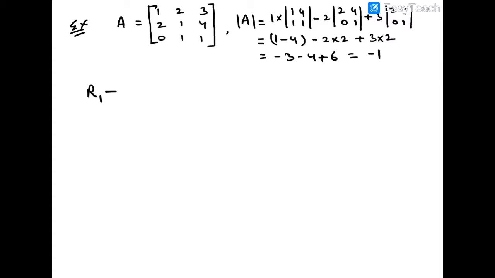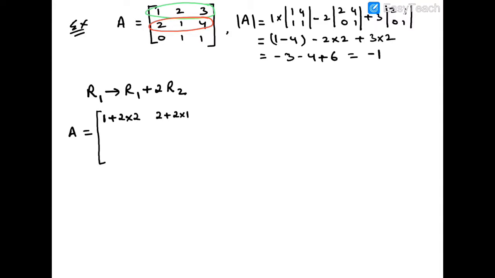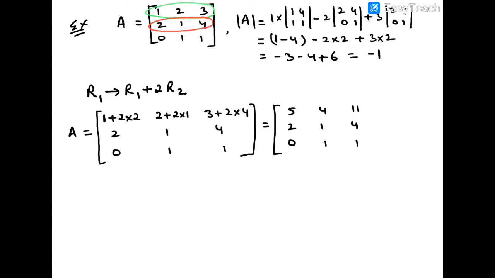Now let's replace row 1 with row 1 plus 2 times row 2. So our first row will become 1 plus 2 times the first element of row 2, that is 2. Then 2 plus 2 times the second element of row 2, which is 1. Then 3 plus 2 times the third element of row 2, which is 4. And the second and the third rows will remain the same, that is 2, 1, 4, 0, 1, 1. So after simplification, we will get 5, 4, 11, 2, 1, 4, 0, 1, 1.